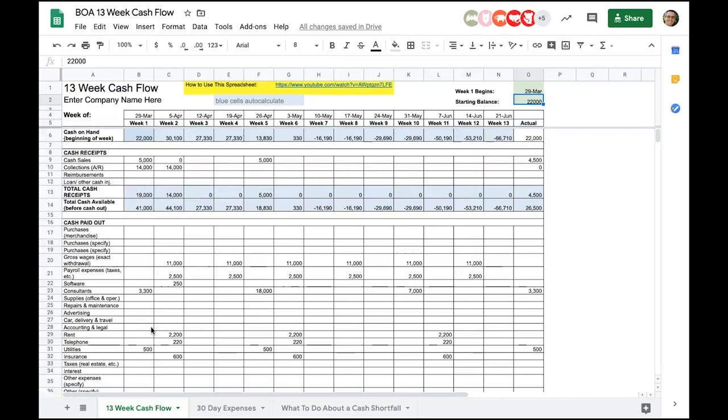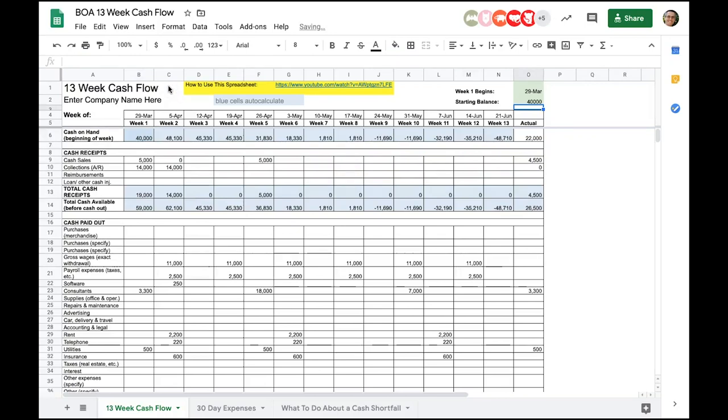So I'm going to say, let's say it's $22,000. Now this is automatically going to be pulled over here. Anything that's in blue is automatically calculated. You don't need to touch those cells. So you can see here that if I change this to, let's say we start out with $40,000, it's going to automatically update everything. So let's bring it back down to $20,000. So we're starting out with $20,000 in the bank.